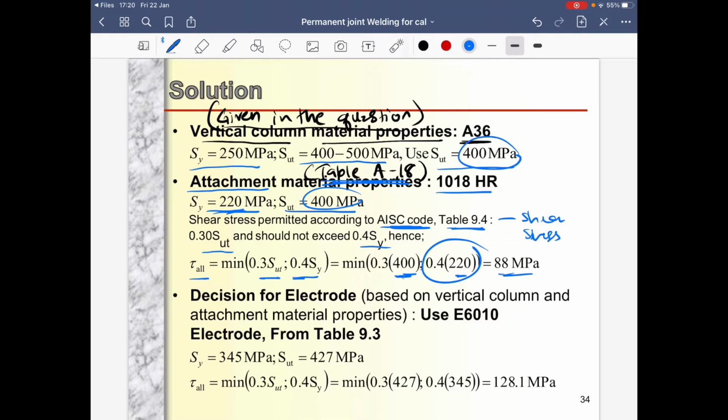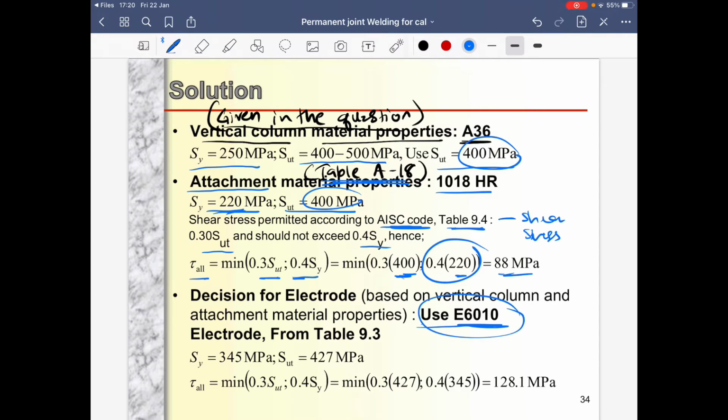Now we want to see the decision for the electrode. The question didn't specify the electrode number, so we have to give an assumption or make a judgment on what is the suitable electrode number. So how do we get the answer? It gives us E6010, right?